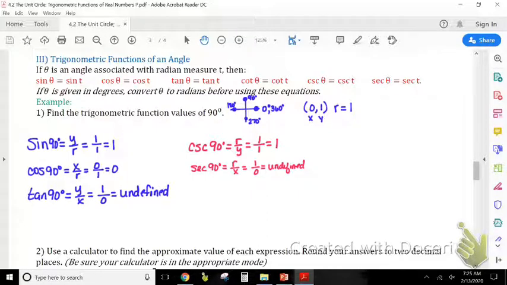And then what's the reciprocal of tangent? Cotangent. 90 degrees. What is that in terms of x, y, and r? Good. And what is x? Over what is y? Which is? Good.